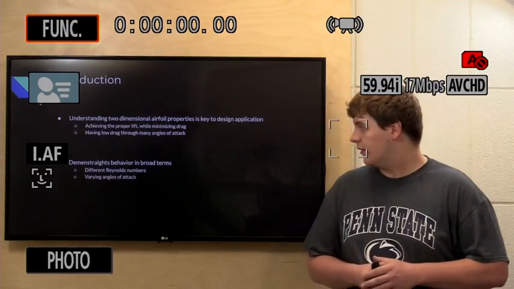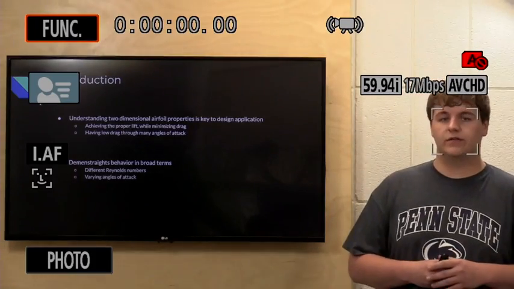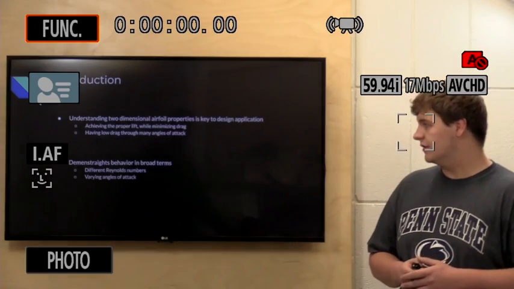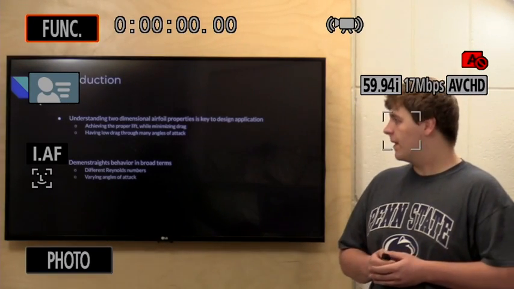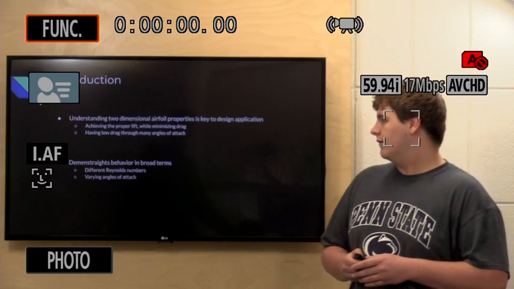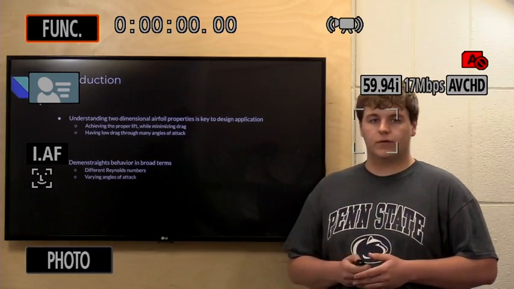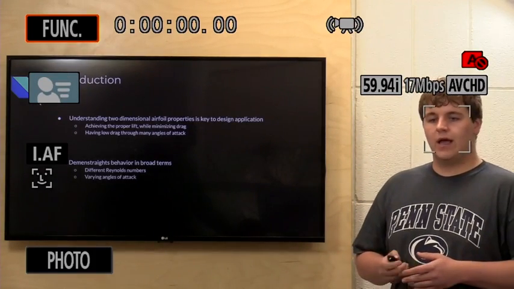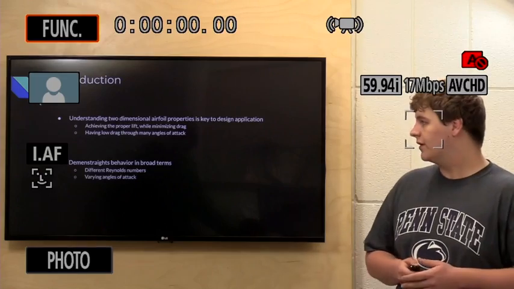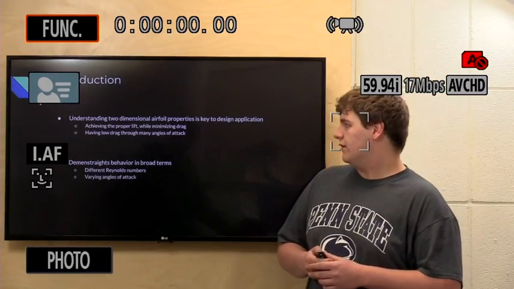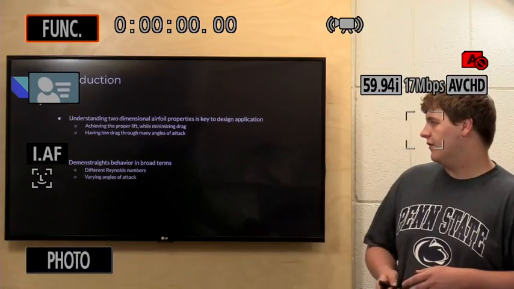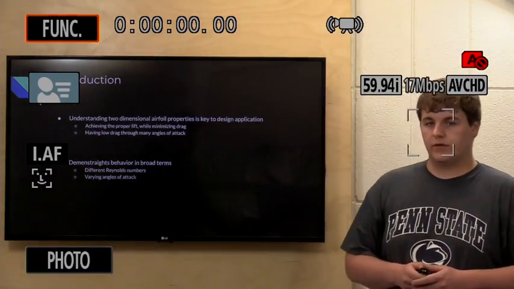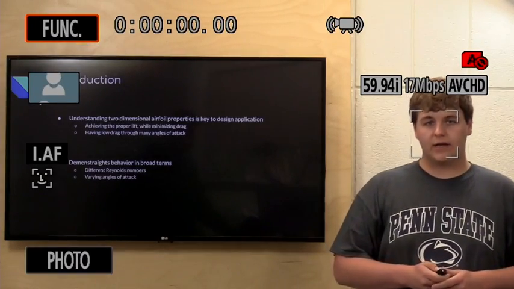Understanding two-dimensional airfoil theory is important because it allows for ease in design to achieve the proper lift while minimizing the drag, which is the typical goal of an airfoil. Having a low drag coefficient is also important, as you want to be as fuel efficient as possible and get the most out of your lift. And 2D airfoil theory helps demonstrate the behaviors in broader terms, so you can look at what would happen at different Reynolds numbers along with the varying angles of attack of your airfoil.